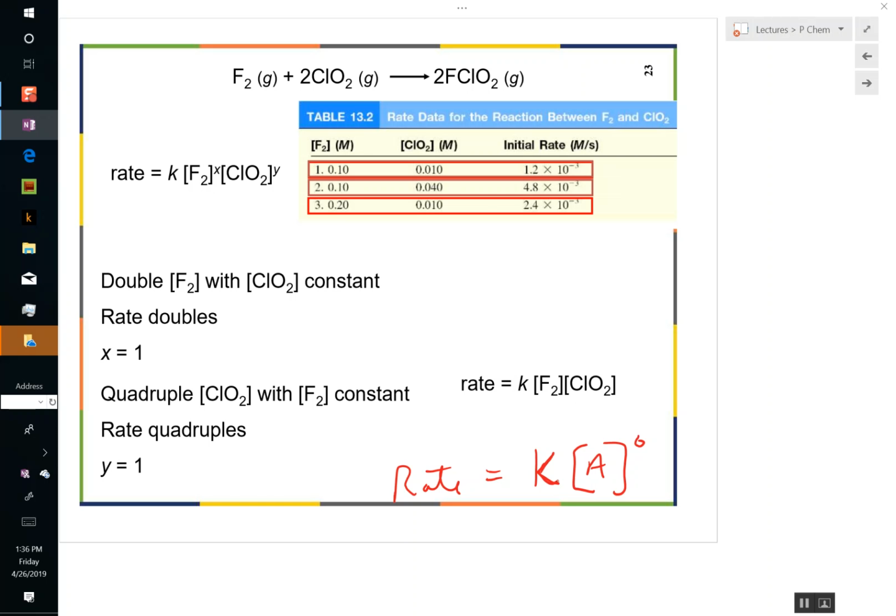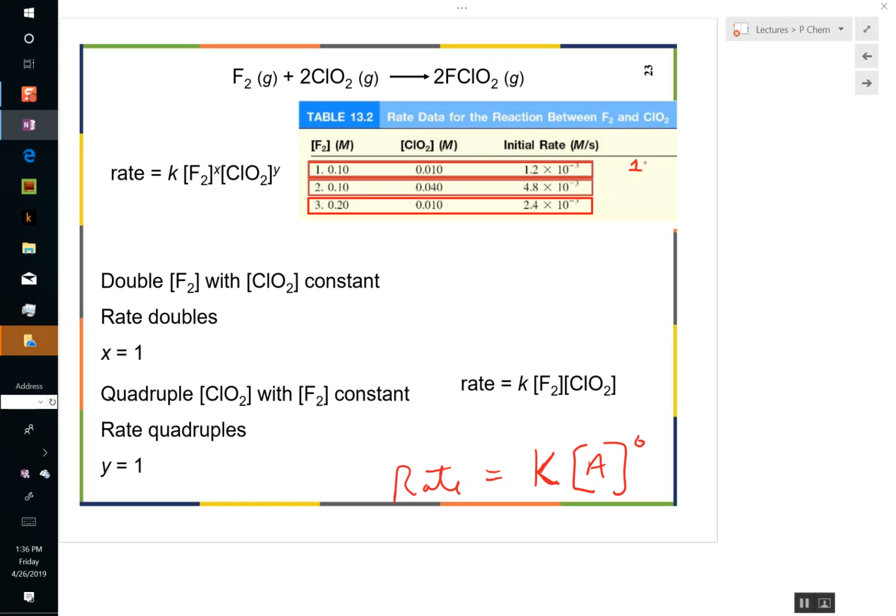We're doing really good. Okay, let's just take a look at this. Here's kind of how the data would come out. So here's experiment number 1 over here, and you're starting out with 0.10 molar fluorine, 0.010 molar ClO2, and you find a certain rate. And you're asking yourself the question, what does the rate equation look like for this reaction?